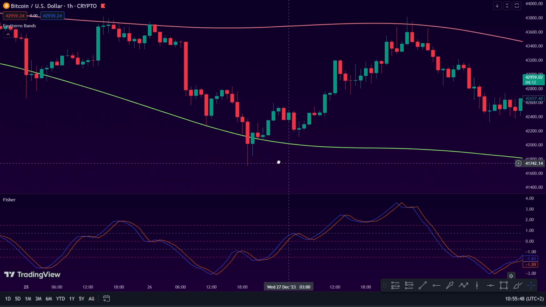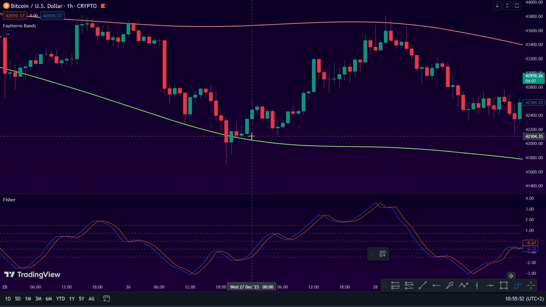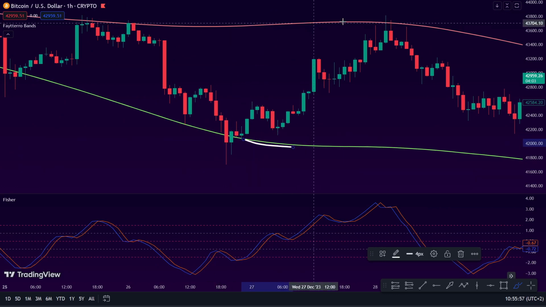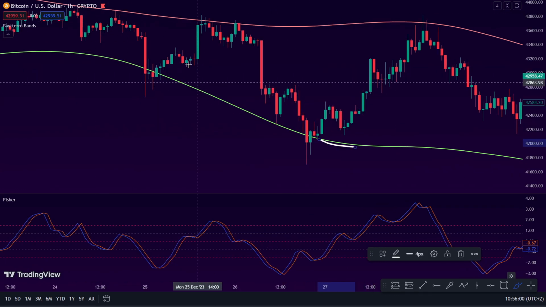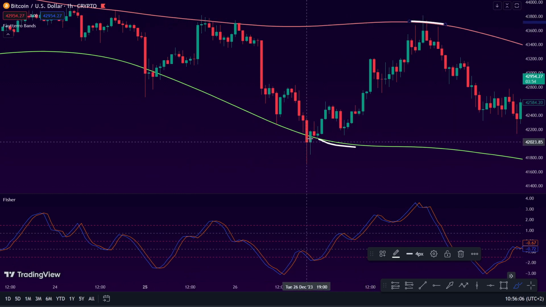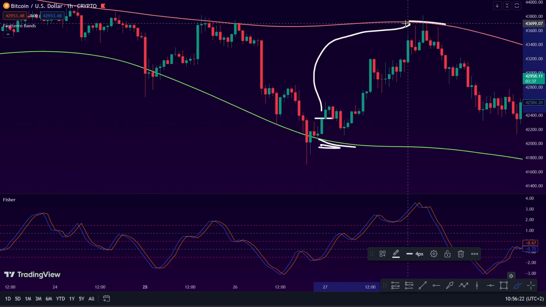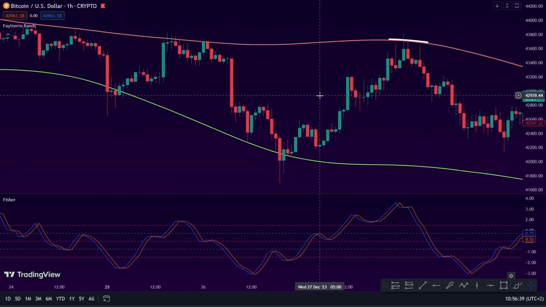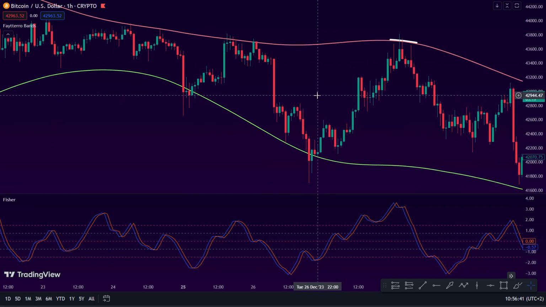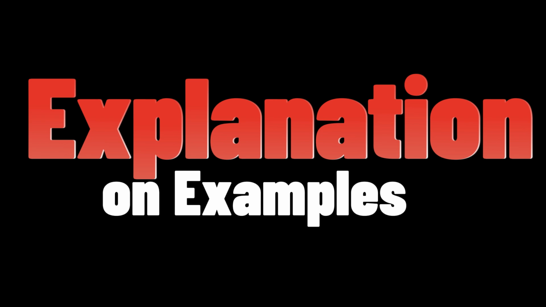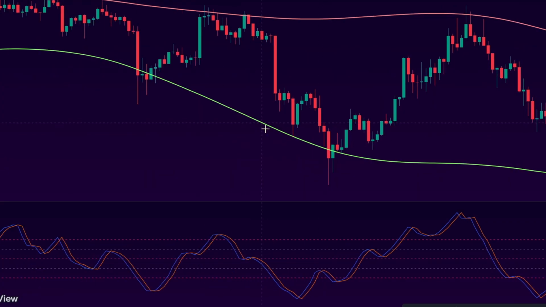The stop distance could be below this line, green line or red line, and the take profit place will be the opposite line. For example, if we enter the position here and put the stop here, we take profit after achieving the upper line. Now let's see more examples in a row. Let me show you clearly.